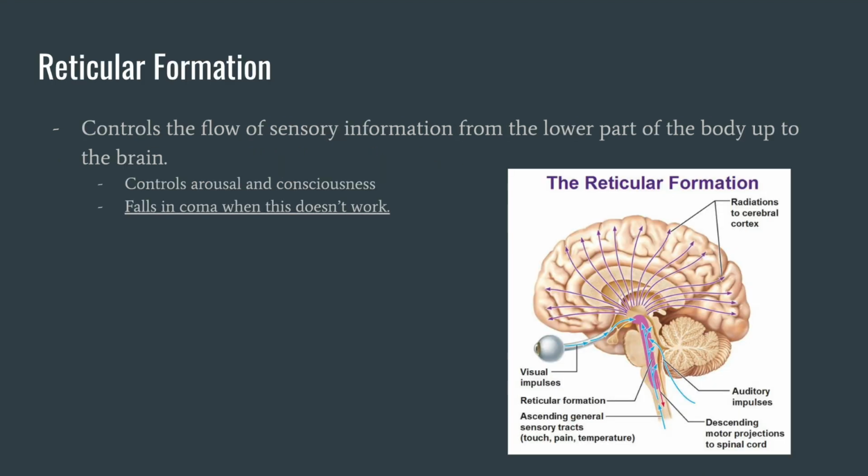Reticular formation controls the flow of sensory information from the lower part of the body up to the brain, which means it controls arousal and consciousness. If you damage this part, then you fall into a coma. You really have to memorize this part. You fall into a coma when this doesn't work.